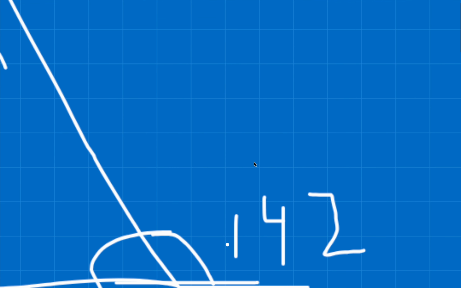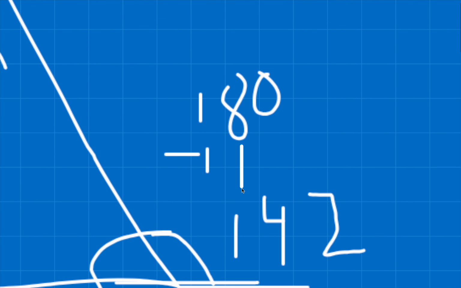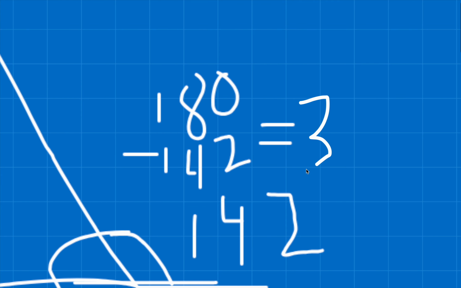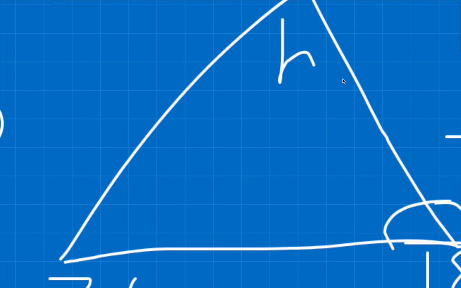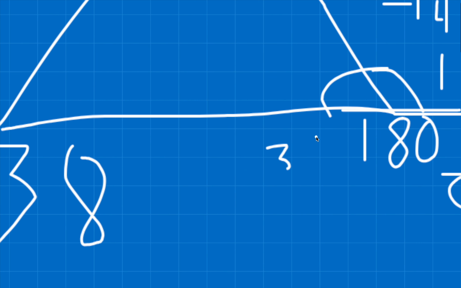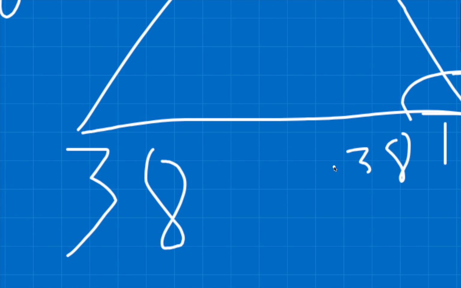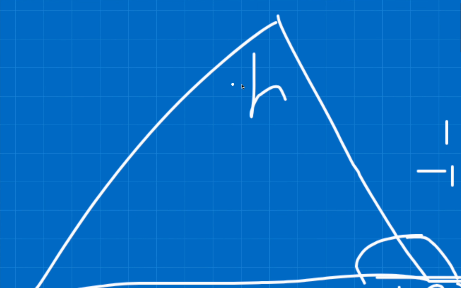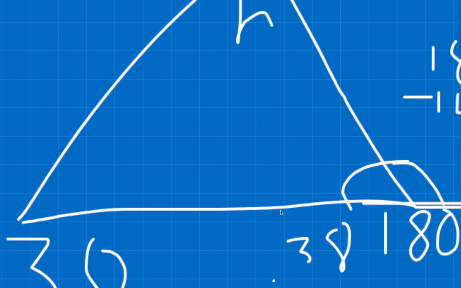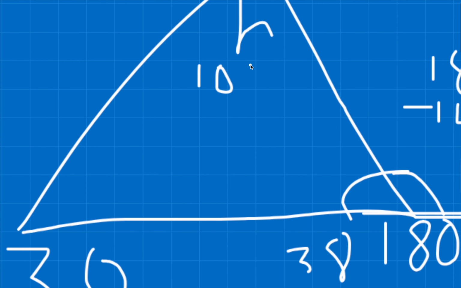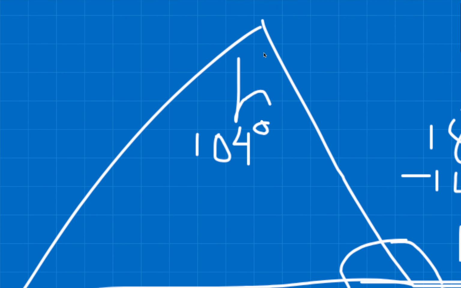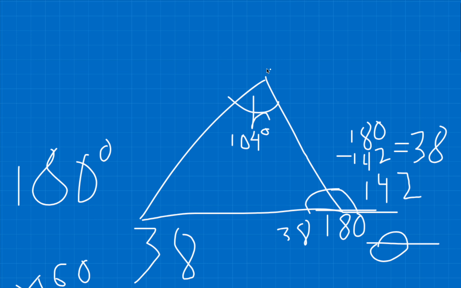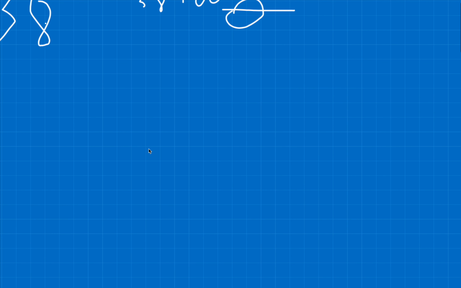So 180 minus 142 is equal to 38, and we'll get 38 over here. It's the same as this, and once we add these 2 together and subtract them from 180, we'll get 104, which is the degrees of this angle that we're trying to find, h.